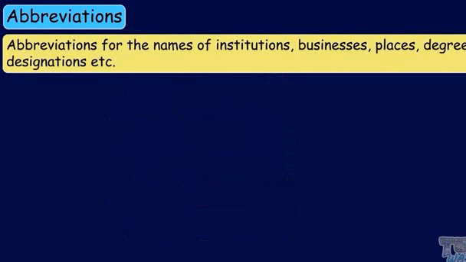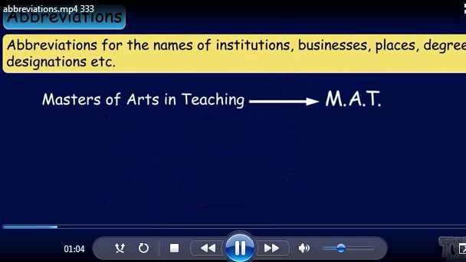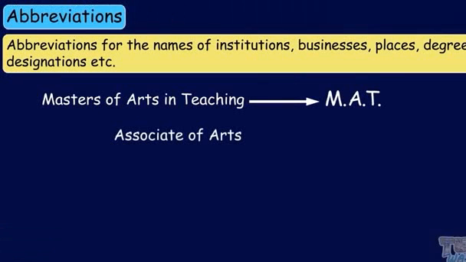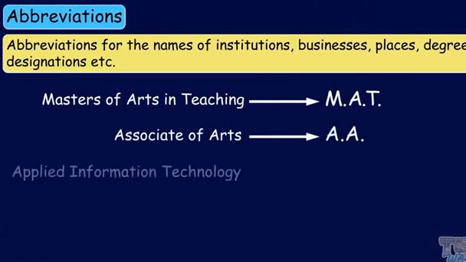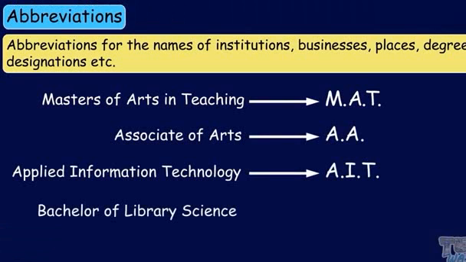Masters of Art in Teaching is known as MAT. Associate of Arts is abbreviated as AA. Applied Information Technology is abbreviated as AIT. Bachelor of Library Science is abbreviated as BLIS.